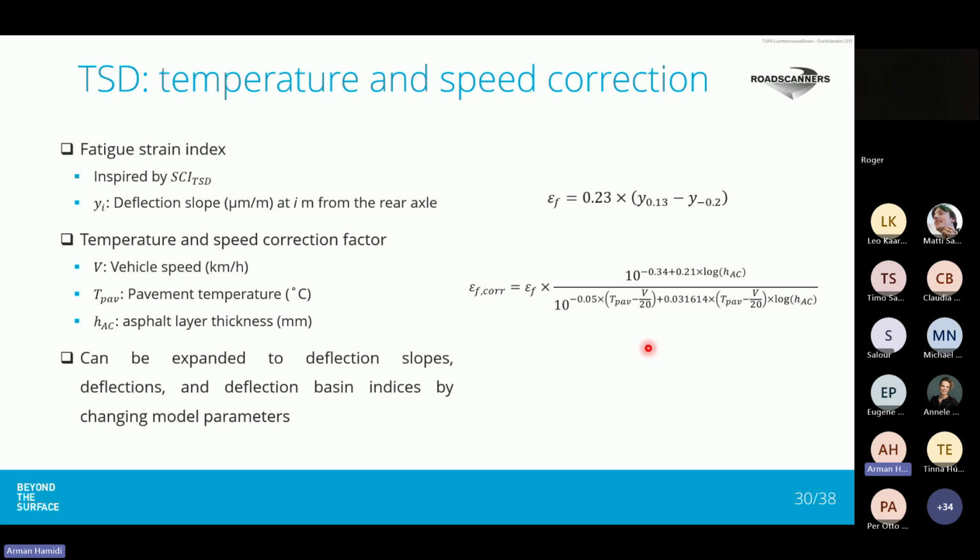But we are currently working on another correction factor. This is something that I will show you the results of based on simulation, but it is not necessarily the most efficient one. This temperature and speed correction was developed for this fatigue strain index, but it can be expanded to SCI 200, SCI 300, and also deflection values and deflection slope values by using different model parameters. So we need to repeat the optimization and find model parameters for the intended index that we want to correct the effect of temperature and speed for.